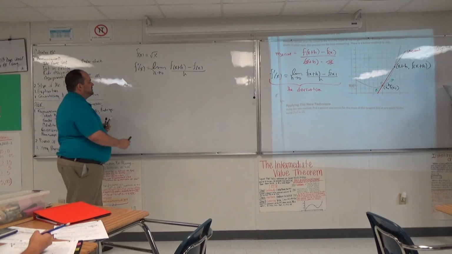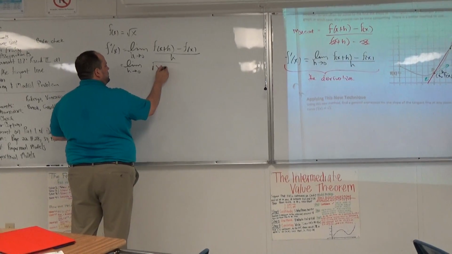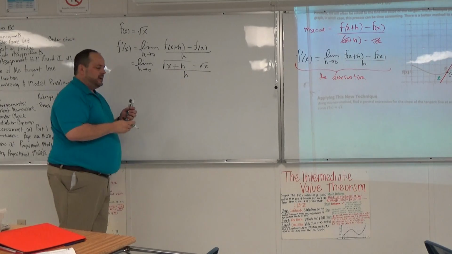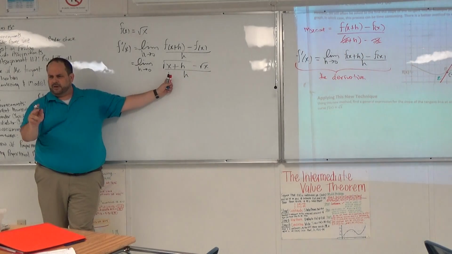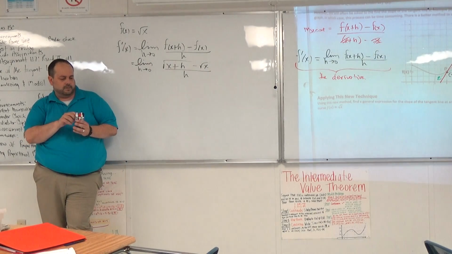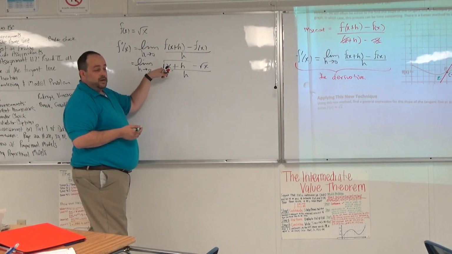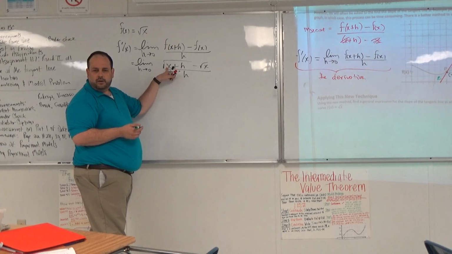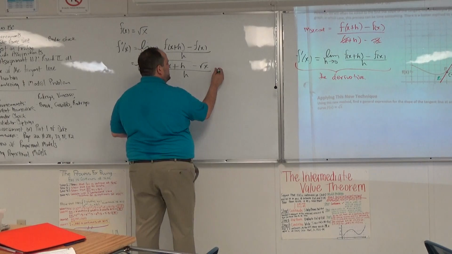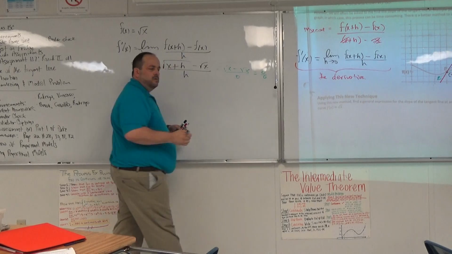For this particular function, f is square root, so we have the square root of x plus h minus the square root of x all over h. Is everybody okay with the setup here? Okay. I want to take the limit as h approaches 0. What happens? You're going to get 0 in the denominator. How about the numerator? You get 0, because you're getting the square root of x minus the square root of x, over 0. 0 over 0, we know, is indeterminate form.